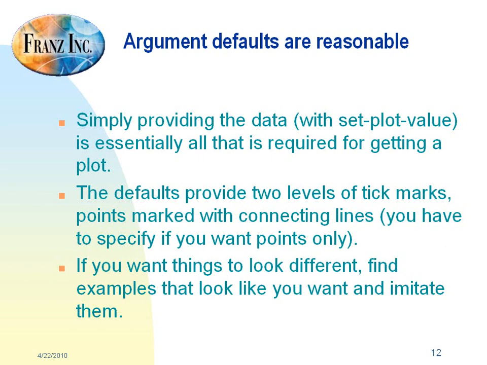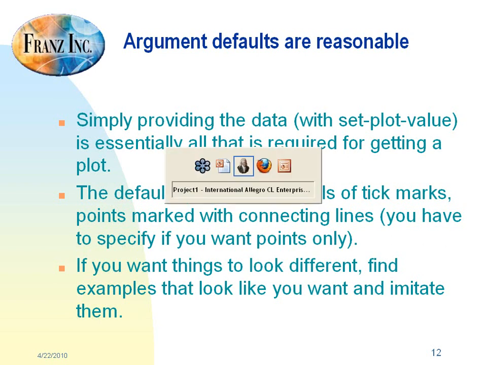And the defaults provided 2 levels of axis markings. It provided the points that were part of the data set and the connecting lines. And if you want things to look different, you find examples that have the features that you want, and then you figure out what additional arguments you have to add. Now let's go look at this in the Lisp code.